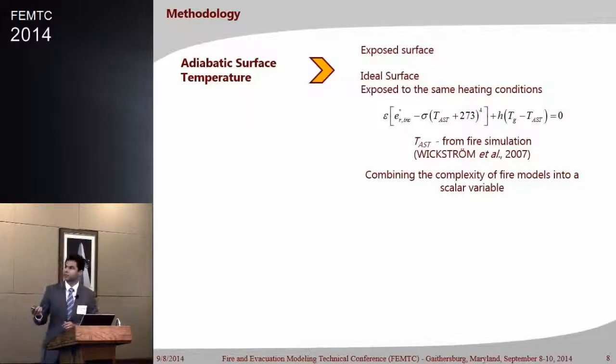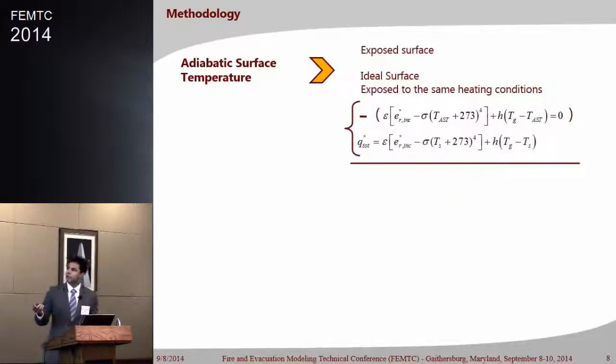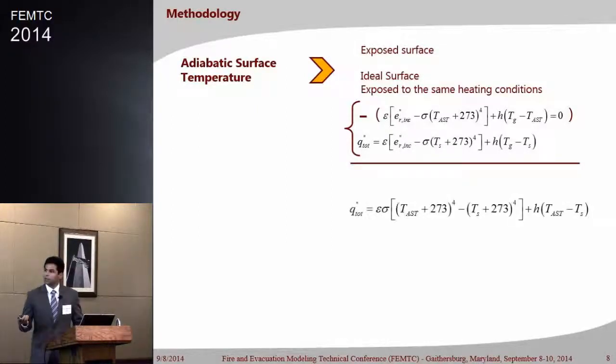But how to transfer this variable to a finite element method? What are we going to do with that? This is not the surface temperature that we need. So if we remember that the ideal surface and the exposed surface are exposed to the same heating conditions, we can solve these equations as a system, and this definition of the total heat flux can be applied in the finite element method. We need to transfer the adiabatic surface temperature, and we will have the surface temperature calculated at each time step in the finite element method.